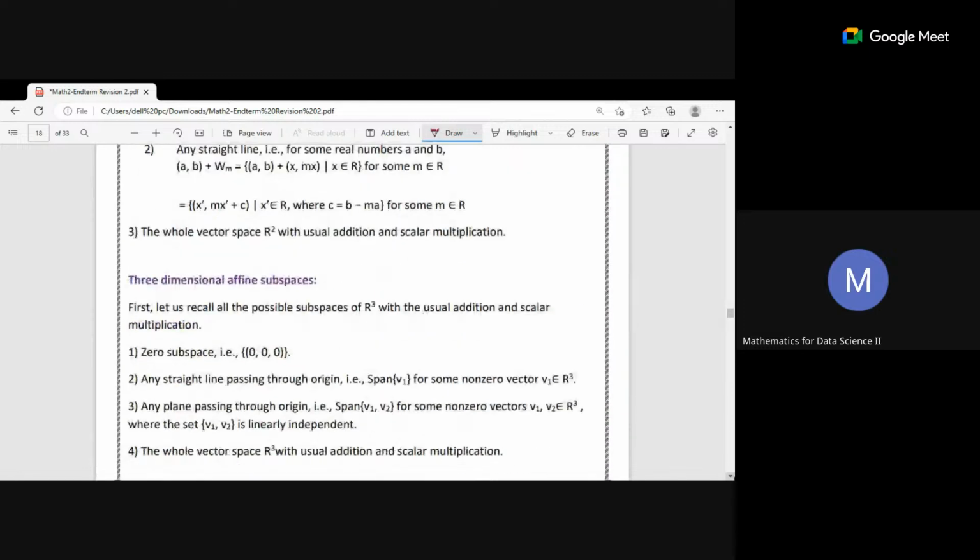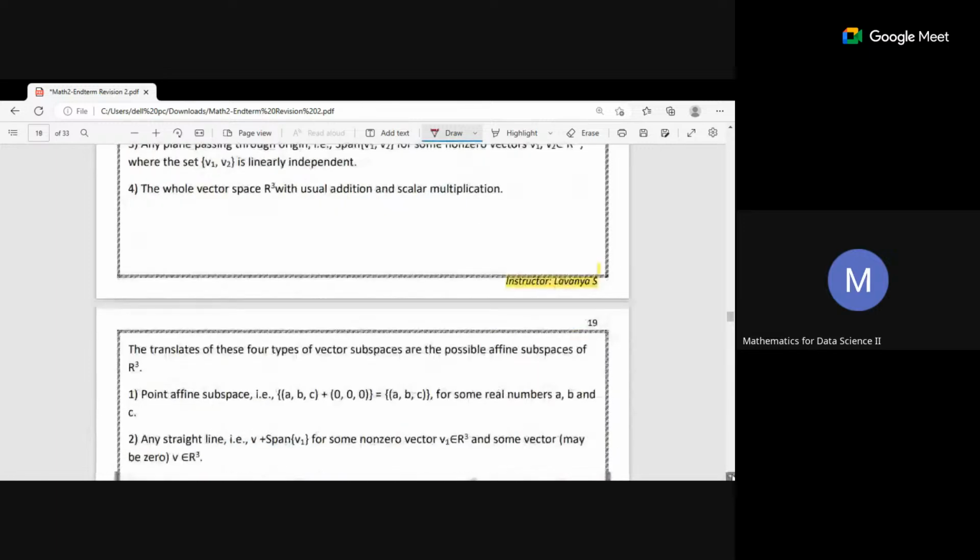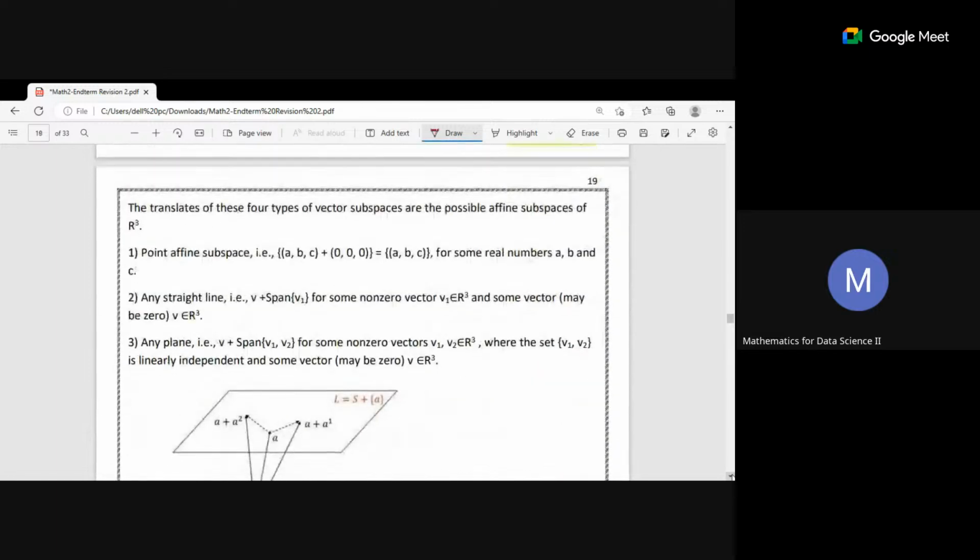And three-dimensional affine subspaces. So here you have the zero subspace, span of any single vector in R3 and span of any two vectors from R3 and the whole R3 itself. So these are the affine subspaces in 3 dimensions. Okay. Fine.